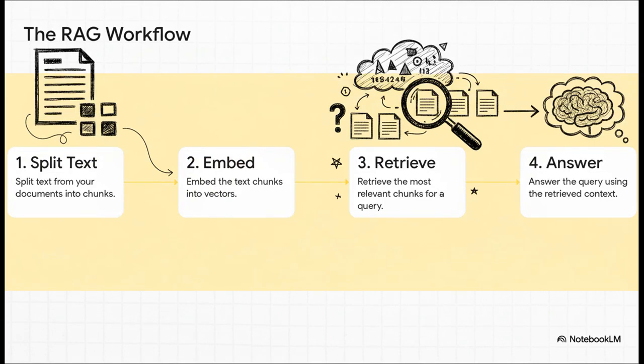You can think of it like a four-step dance. First, you split your documents into smaller, bite-sized chunks. Second, you convert those chunks into a special numerical format called embeddings. Third, when a user asks a question, your system retrieves the most relevant chunks. And finally, you hand only that very specific context over to the AI to generate its answer.